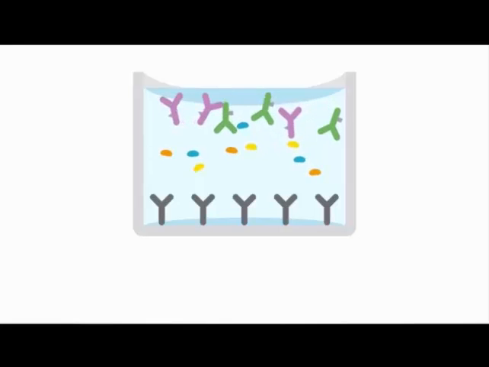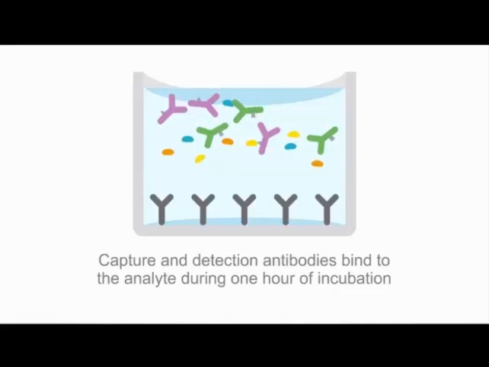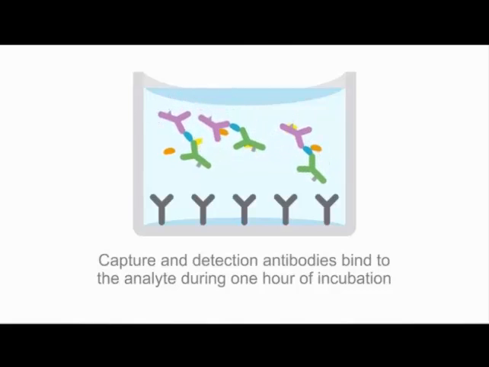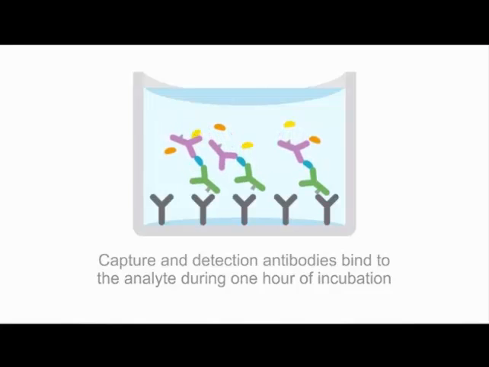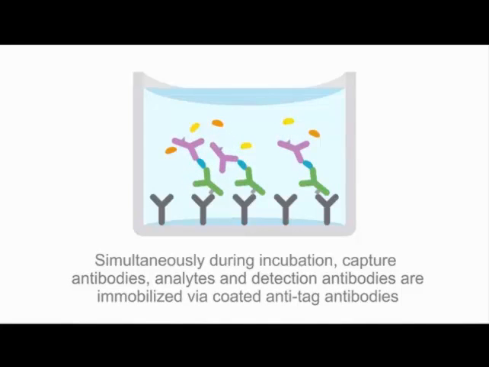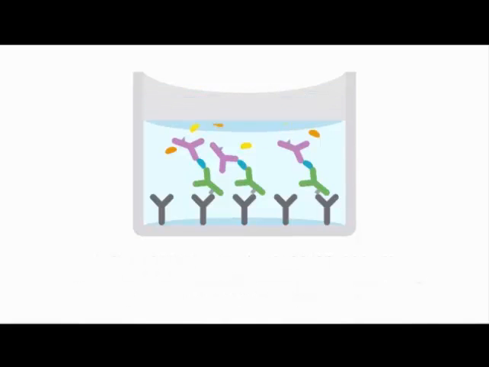Incubate the SimpleStep ELISA for 1 hour at room temperature with shaking to ensure thorough mixing of antibodies and analyte. During this incubation step, the antibodies bind to the target protein, and simultaneously, the sandwich complex is bound to the SimpleStep microtiter plate. Following the 1 hour incubation, a single wash step removes the unbound analyte sample and antibody cocktail, leaving behind only the immobilized sandwich complex.